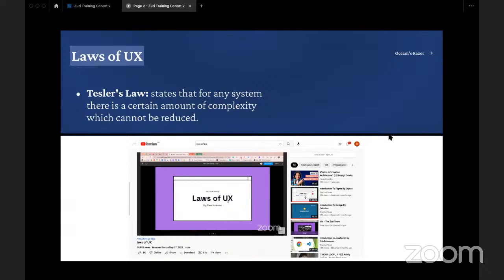Take Google results, for example. When you search for something on Google, like laws of UX, why is it that there are other pages to read? Do you understand? There are other results. In as much as you click one, there are things related to what you asked there.